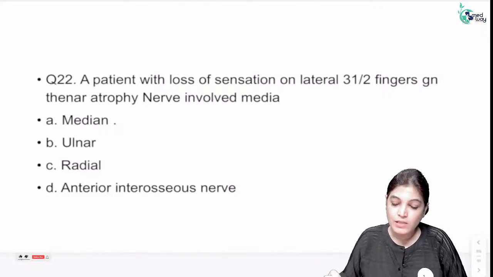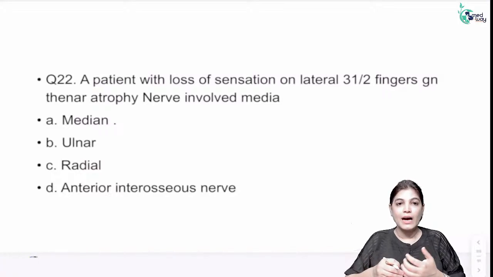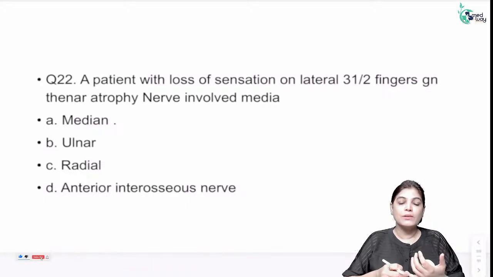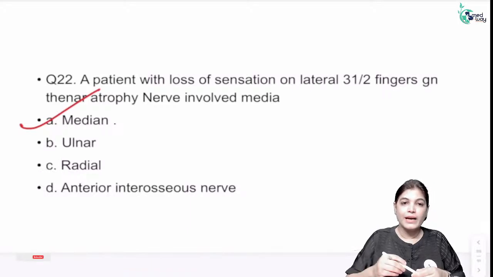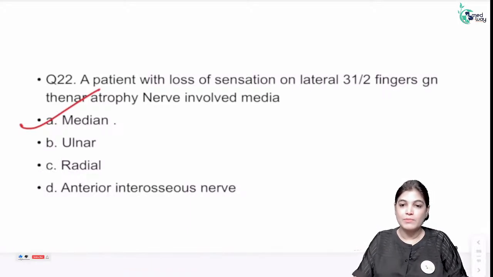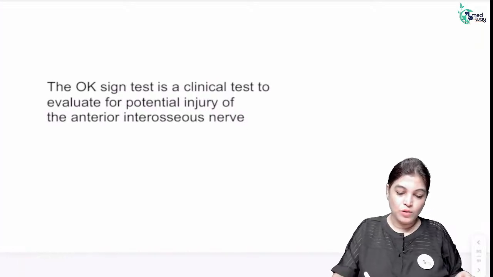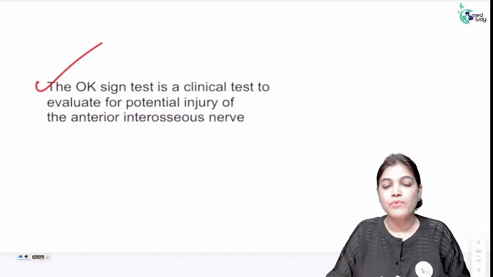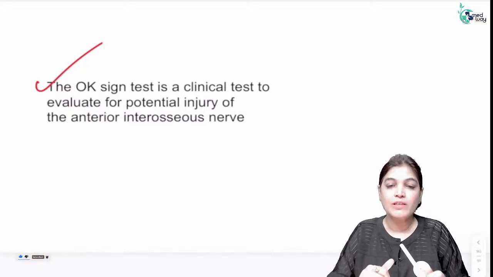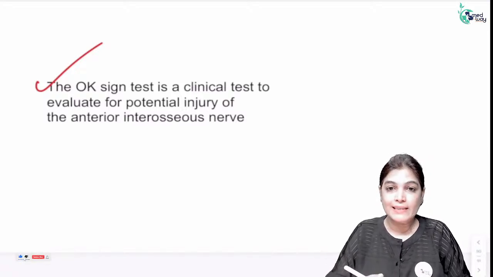Now, a patient with loss of sensation on the lateral 3.5 fingers, thenar atrophy, and the nerve being involved. Definitely the right answer will be median nerve, which gives innervation to the lateral 3.5 fingers and also to the thenar muscles. Now moving to the OK sign. Some question was asked about it, and exactly how the question was framed is not known with the options, but the OK sign is due to injury of the anterior interosseous nerve.